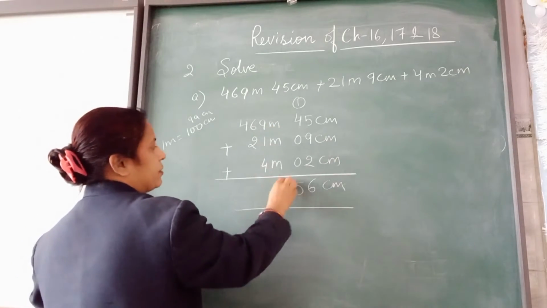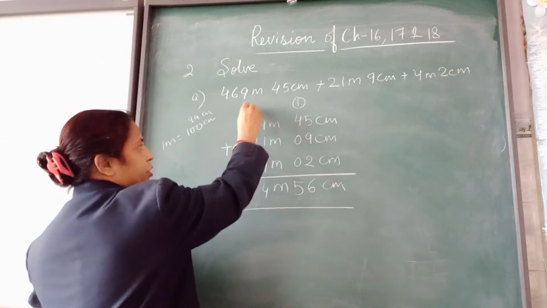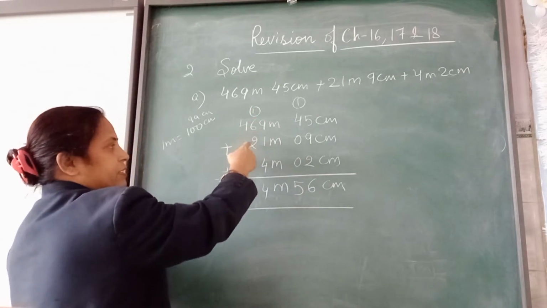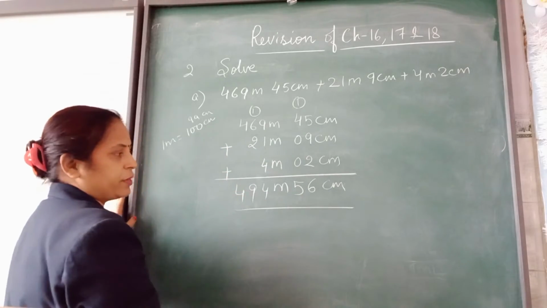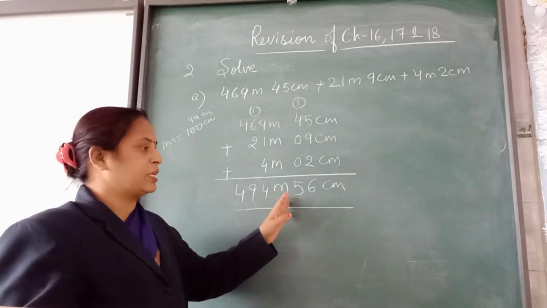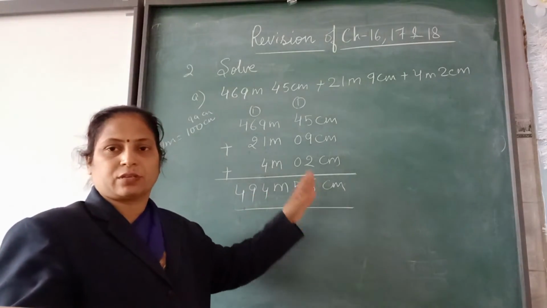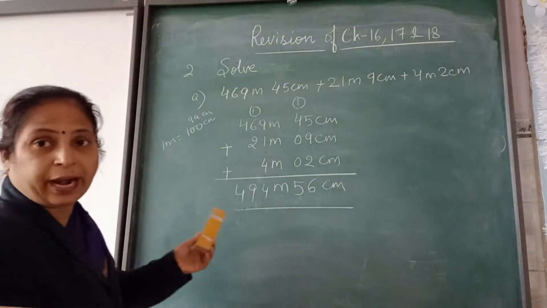Now meter part. 9 plus 1 is 10, 10 plus 4 is 14. So 4 here, 1 carry. 1 plus 6, 7, 7 plus 2, 9. And here below 4 there is no number, bring it down. So what number we have got? 494 meter, 56 centimeter. So in this way we can add it. So children, add it.